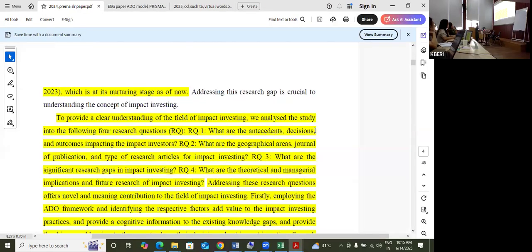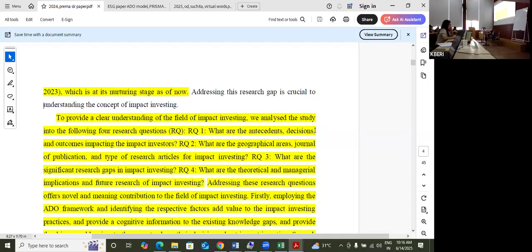And finally, the research questions. Have a look at these research questions. More or less, they remain the same for all of us. The research questions I've written in this paper remain more or less the same for every paper, even if you are going to write a paper on SLR. The first research question is about the ADO model. The ADO full form is antecedents, decisions and outcomes impacting the impact investor. This paper is on impact investing.